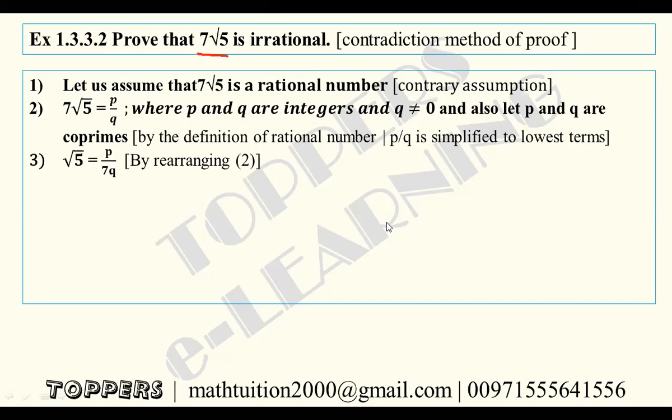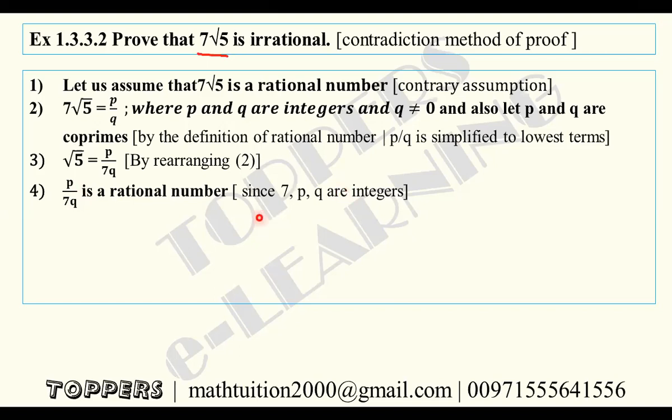Next step, we can say that the RHS is a rational number. What is the reason? This RHS part, p by 7q, is a rational number. The reason is that 7 is an integer, p is an integer, and q is an integer.